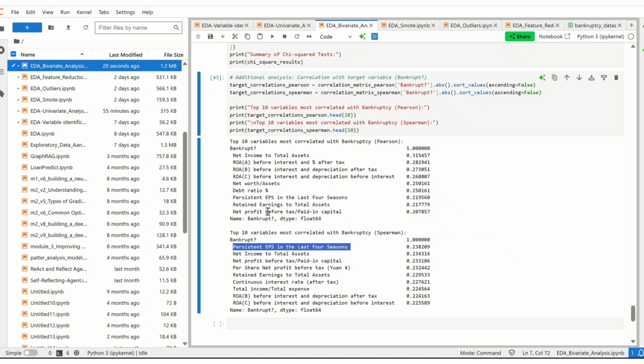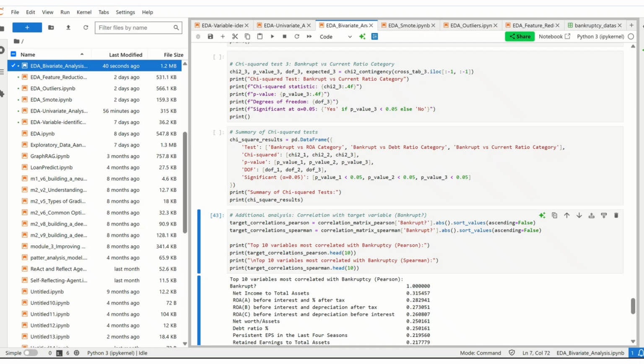For example, debt ratio as per Pearson is there, but as per Spearman, for example, this one, continuous interest rate after tax, there's a 0.22, but as per Pearson, that relationship doesn't exist, right? So there is a slight difference between the Pearson and Spearman, depending upon the linearity or non-linearity within your data.